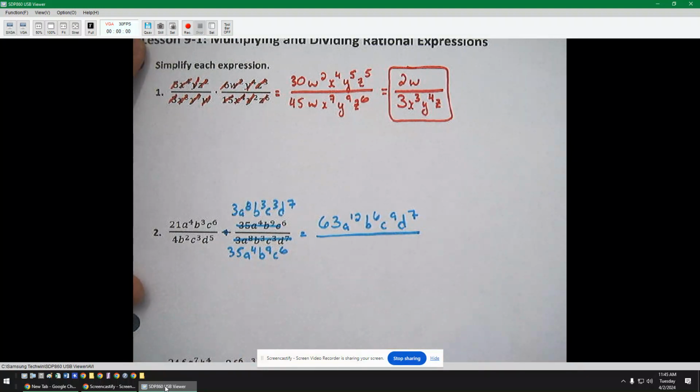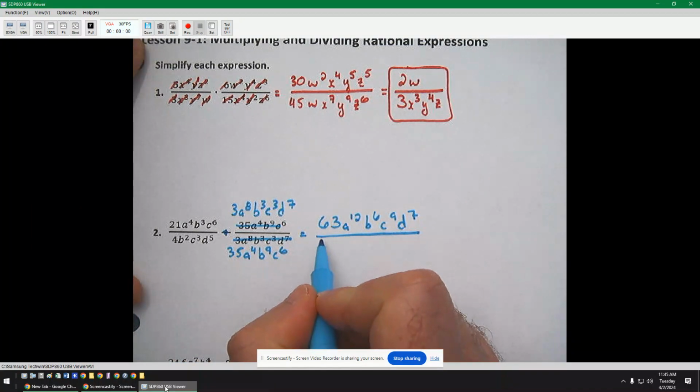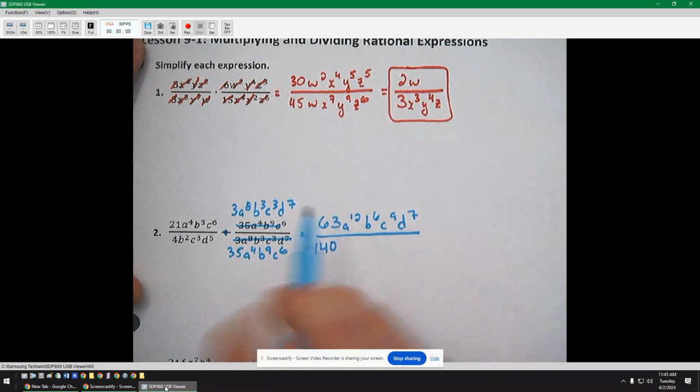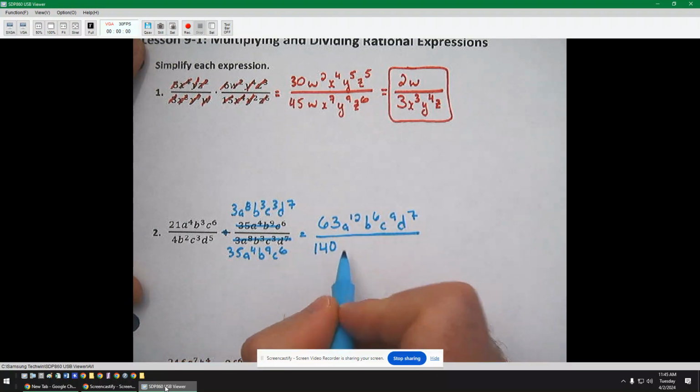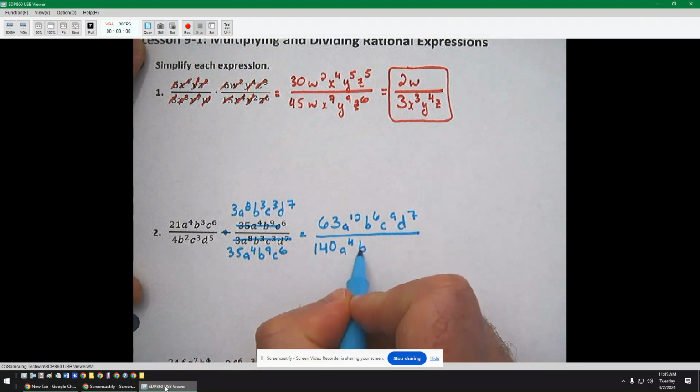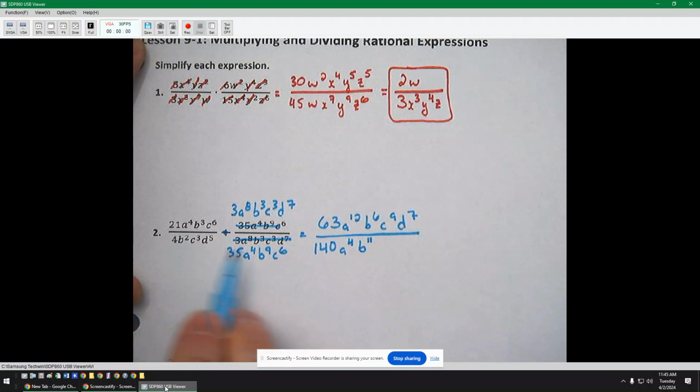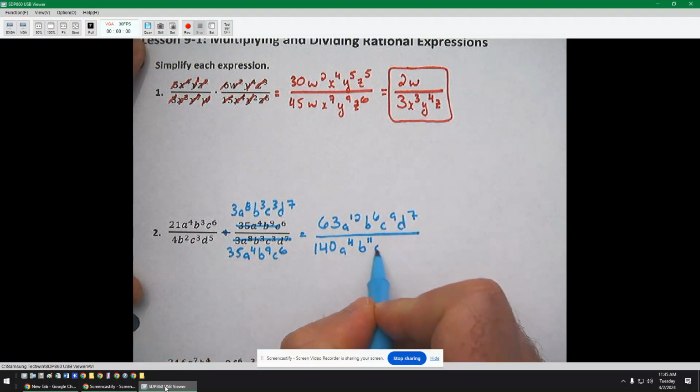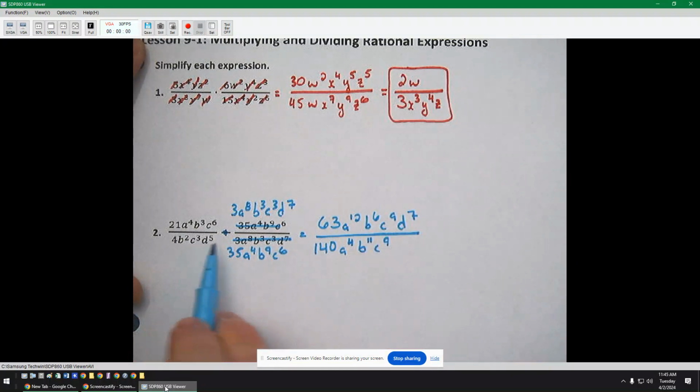4 times 35, oh, I could probably do that in my head. 35 and 35 is 70, and then 70 and 70 makes 140. Then I look at the A's. It looks like I have 4 A's. I have 2 B's and 9, so that would be B to the 11th. C to the 3rd and C to the 6th would be C to the 9th. And then looks like D to the 5th.